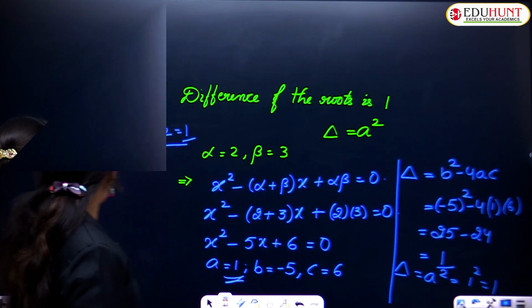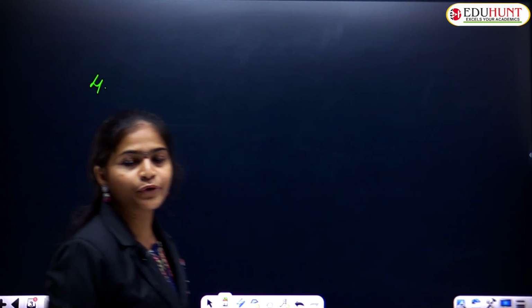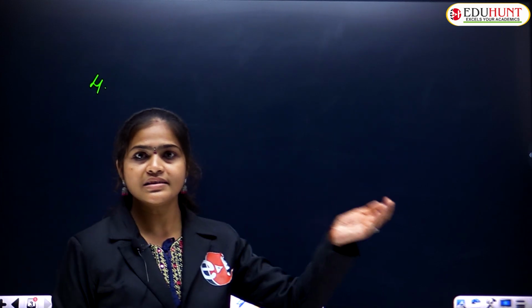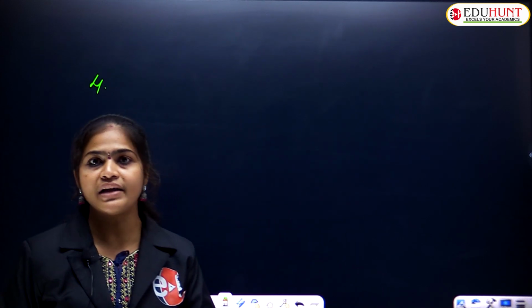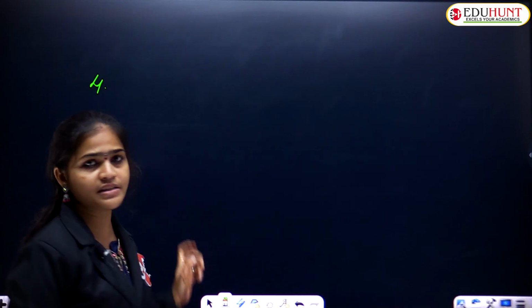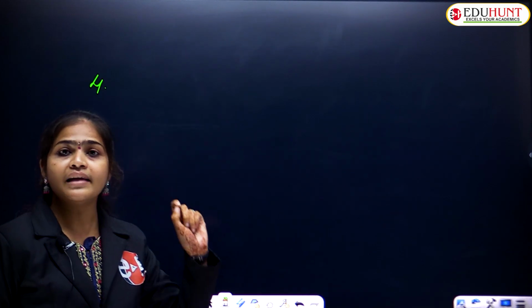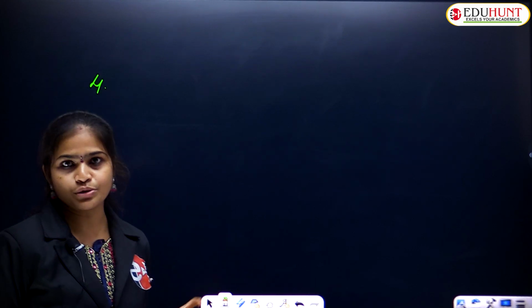So children, next the fourth point, which is related to ratio. Up to now we discussed single values, the alpha value and beta value, and in the same way we have seen their difference also. Now we are going to discuss the roots and their ratios.